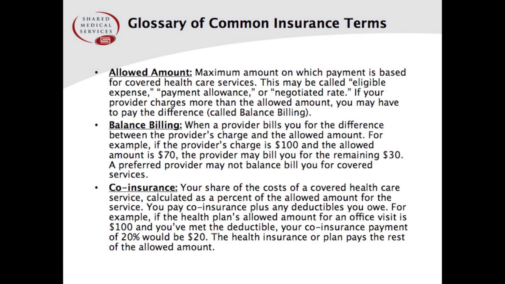First, some common insurance terms are allowed amount, or often called eligible expense, payment allowance, or negotiated rate. Balance billing is the difference between the provider's charge and the allowed amount. Coinsurance is your calculated percentage cost of the allowed amount of a service. Shared Medical Services coinsurance is mostly 20%, and the insurance covers 80%.